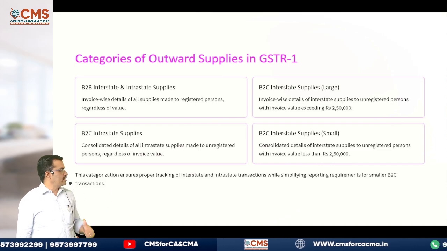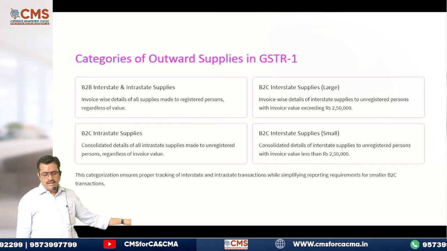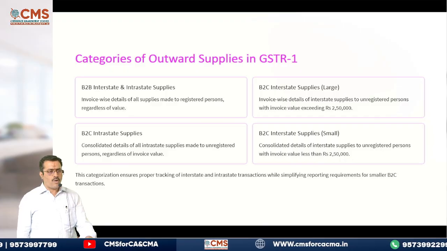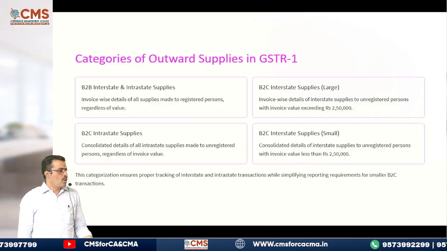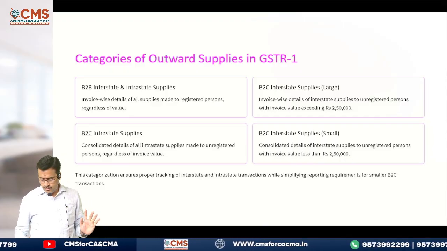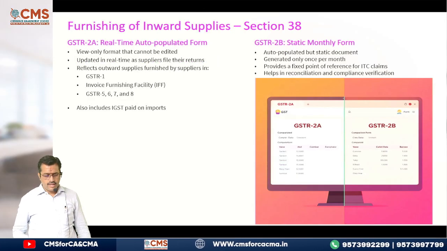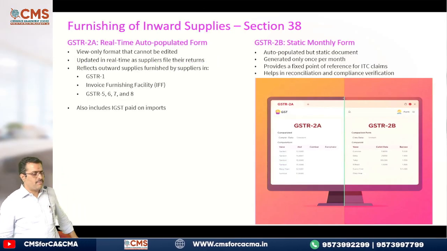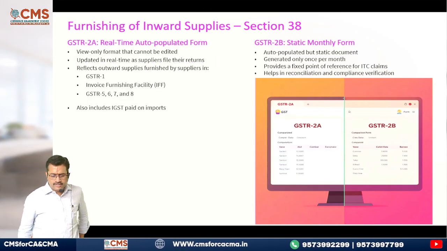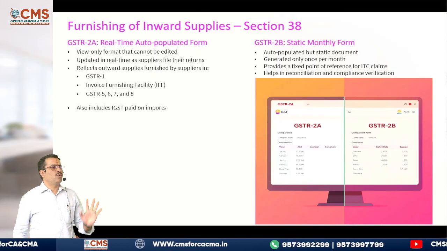Then B2C, intrastate supplies also will be there. Then B2C, interstate supplies small. Small means when it is less than 2,50,000. That's what you have to keep in mind. Then, furnishing of inward supplies. This anyhow is an outdated concept, but I have given you only two forms.